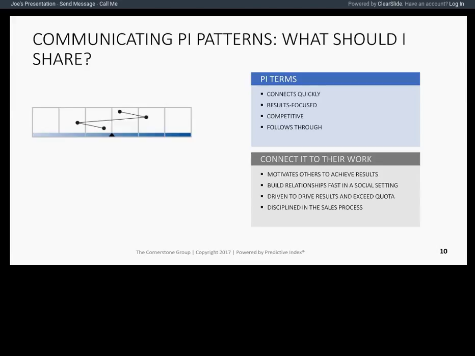Again, I want to tie what I learn about them through PI to the work that they do. So even if I shared two things on this list, going back to those PI terms, let's just say I wanted to share that they're a quick connector and they follow through well. I want to craft those two sentences around the work that they're doing to really bring it to life.